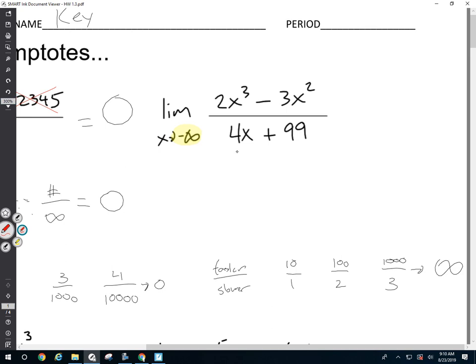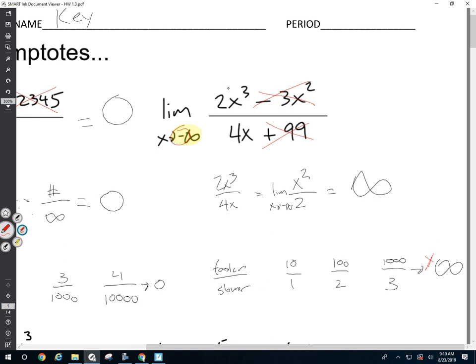Now, one way to check signs is to go back and say, okay, well, 2x cubed dominates negative 3x squared. 4x will dominate 99. I have 2x cubed over 4x, which simplifies to be x squared over 2. If I plugged in a large negative value and square it, it will become a positive. I'd have a positive value divided by a positive value. This is why I have positive infinity. So just because we have a negative infinity does not mean this is negative infinity. Turns out it is positive.